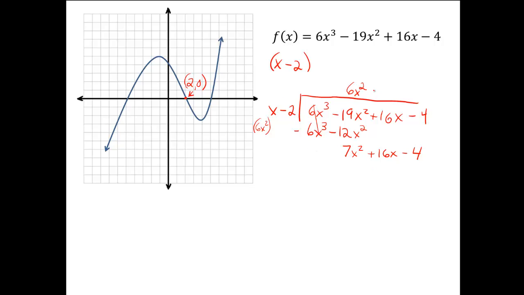So we multiply it by 7x. Multiply this one by 7x, we get 7x squared plus 7x times negative 2 is going to be negative 14x. Alright?